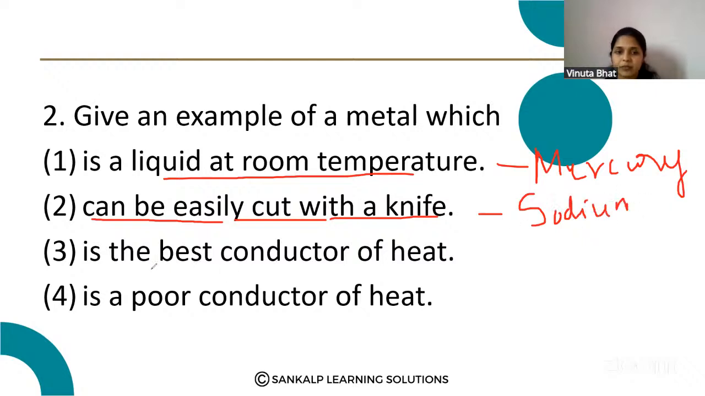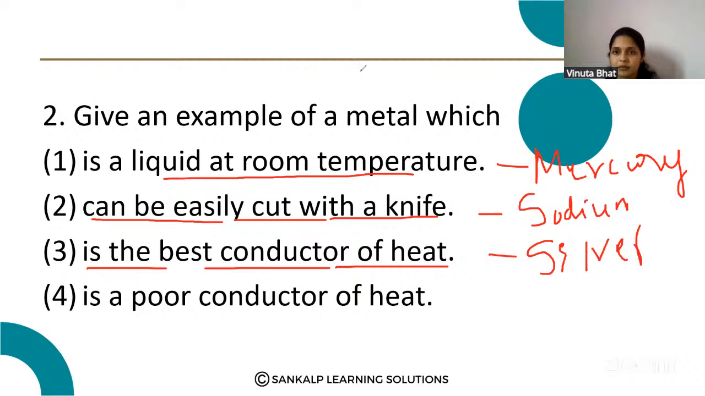Then, which is the best conductor of heat? The best conductor of heat is silver. Silver is the best conductor of heat and lead is the poor conductor of heat. Option D. Lead is the poor conductor of heat.